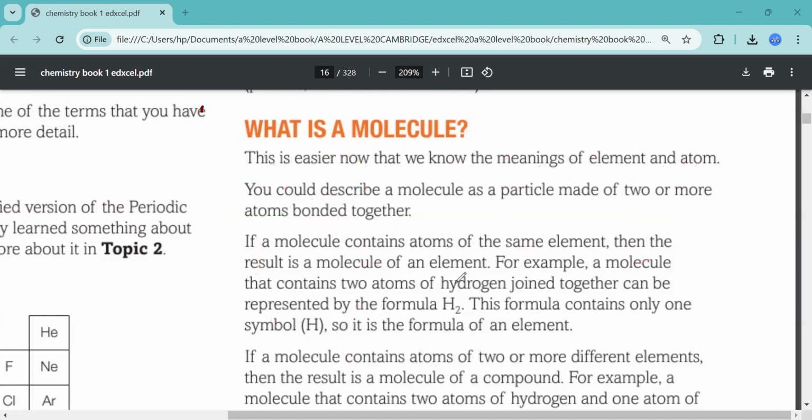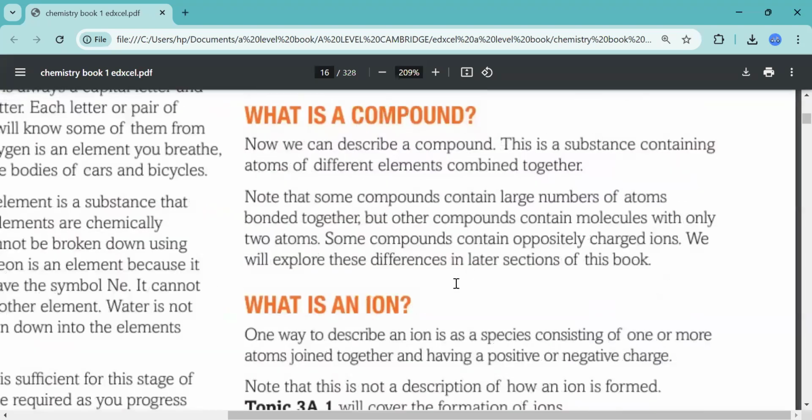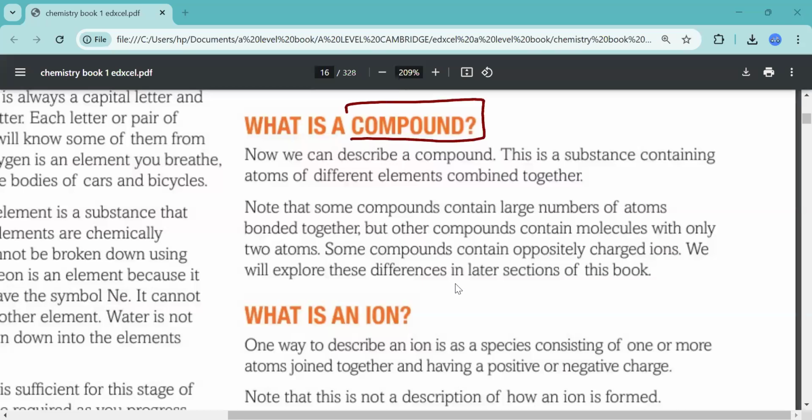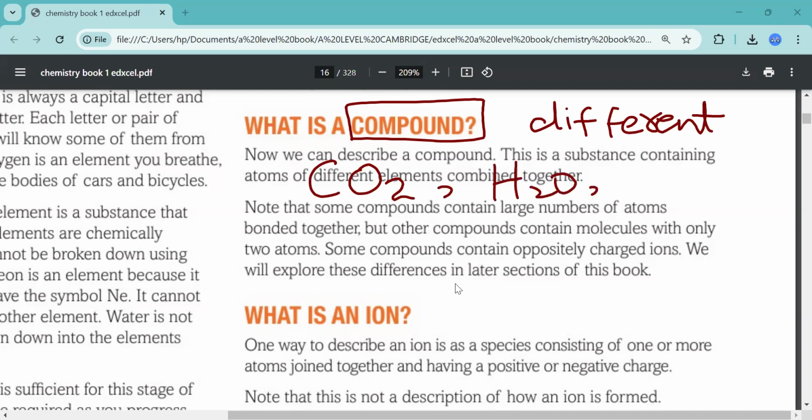Now, if it's simply hydrogen, oxygen, nitrogen, then we name them a molecule, a simple molecule. They are not compounds. For compounds, you need to be very careful. A compound means when two or more different atoms chemically join together. Examples I already gave you: CO2, water, NO2.